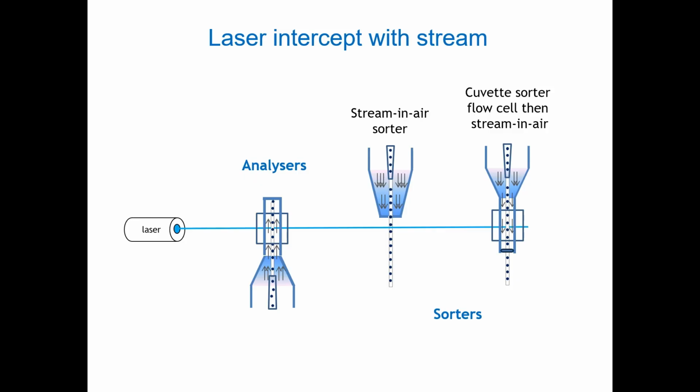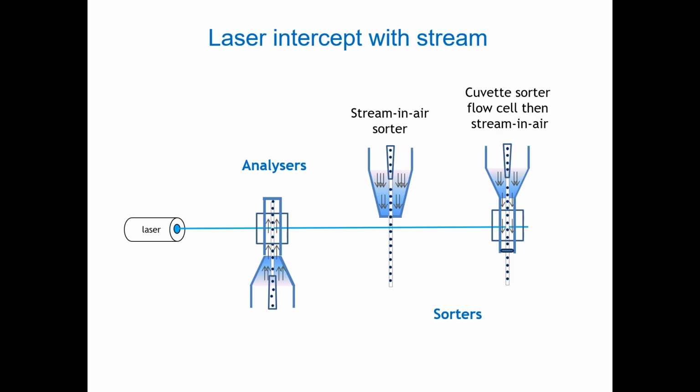Where the laser intercepts the cell in the stream differs between instruments. On the left, in analyzers, which are flow cytometers that analyze but do not sort cells, the stream goes from bottom to top, and the laser intercept is within the quartz flow cell, whose optics are optimal for sensitivity of detection. In the center, we have a classic stream and air sorter.